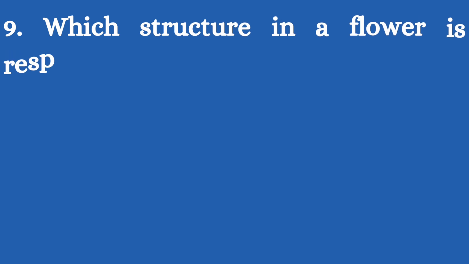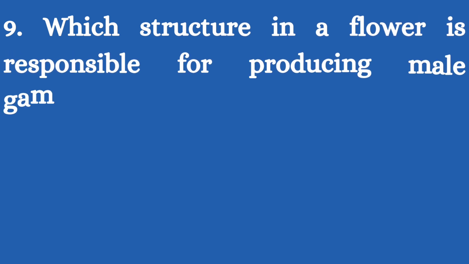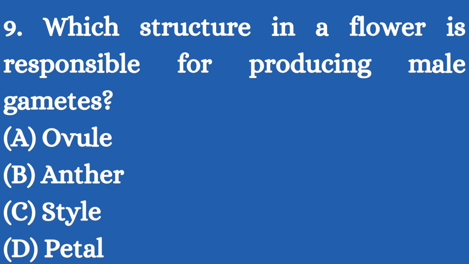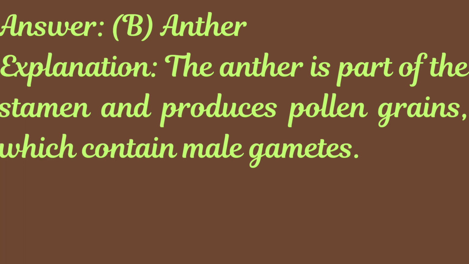9. Which structure in a flower is responsible for producing male gametes? A. Ovule. B. Anther. C. Style. D. Petal. Answer: B. Anther. Explanation: The anther is part of the stamen and produces pollen grains, which contain male gametes.